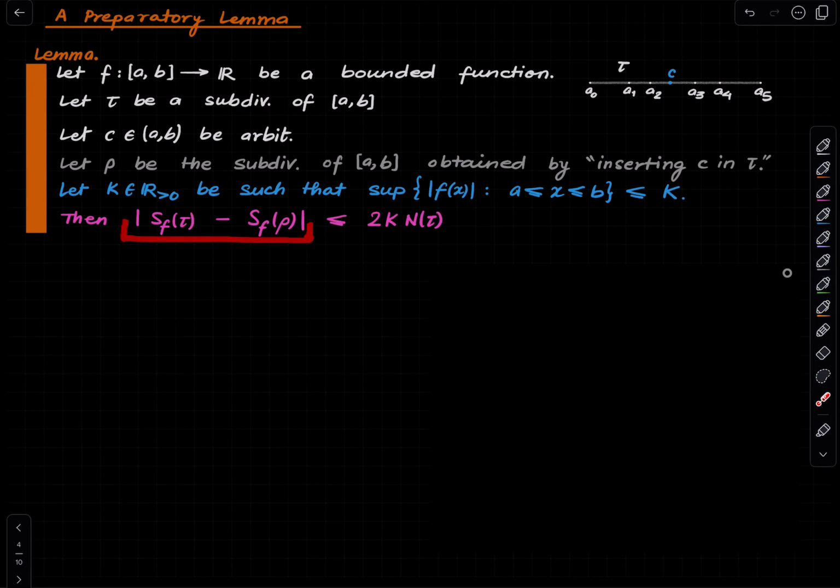So then we want to claim that the upper sums don't differ by too much. For tau and rho, we can control the difference between the upper sums in terms of this number k and in terms of how fine tau is, so in terms of the norm of tau. If your tau is a very fine subdivision, then you incur a very small error because k has nothing to do with the subdivision tau. K is just dependent on the function f. So the finer you make tau, the better will be the difference, or the closer will be the two upper sums.